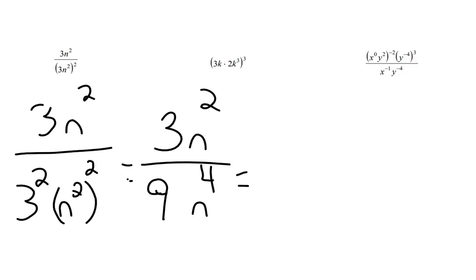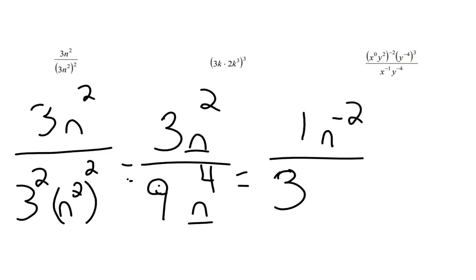Now if I look at it, 3 and 9 I can simplify down to 1 and 3. If I have n squared and n to the 4th, they have the same base. I can subtract since I'm dividing. So n squared divided by n to the 4th, I subtract and I get n to the negative 2nd, because that's what 2 minus 4 is. And then, from the basic rules I just learned, if I have a negative exponent, I can put that in the denominator. So this whole thing is equal to 1 over 3n squared. So I simplified that just using my basic rules.